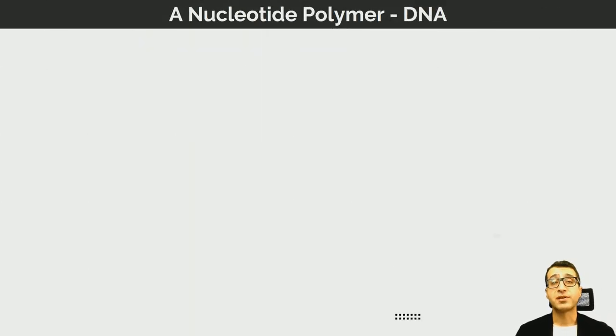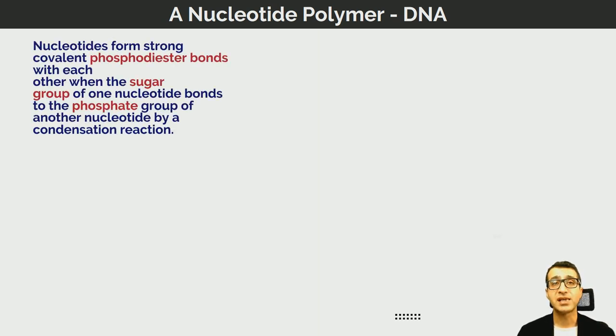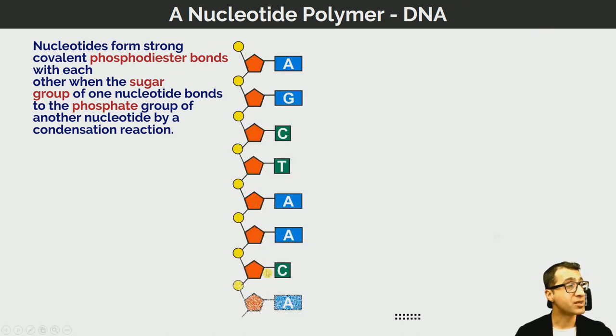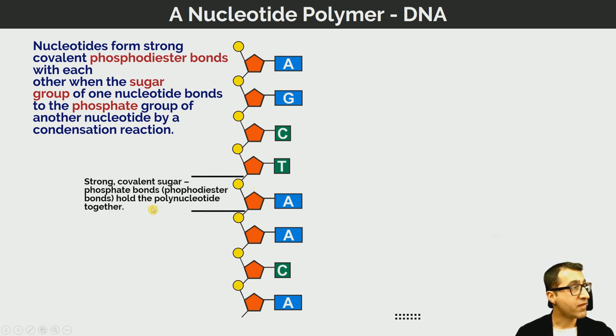Nucleotides are the monomers that form these nucleic acids, DNA and RNA. These form strong covalent phosphodiester bonds with each other when the sugar group of one nucleotide bonds by condensation with the phosphate group of an adjacent nucleotide. And so this is how the chains of nucleotides are formed. Here we can see the strong covalent phosphodiester bonds which hold the polynucleotide, the polymer, together.